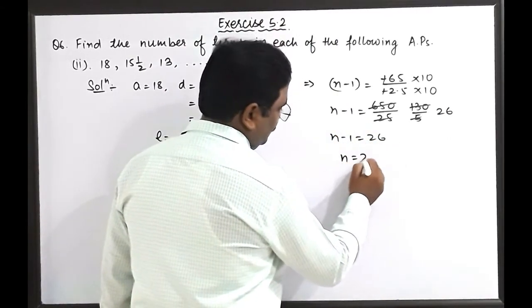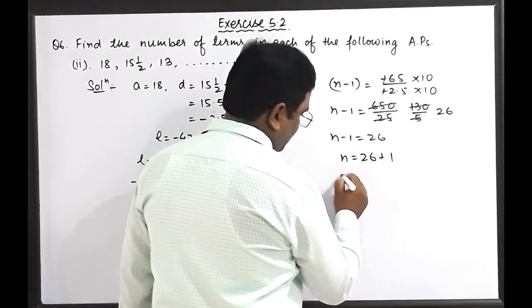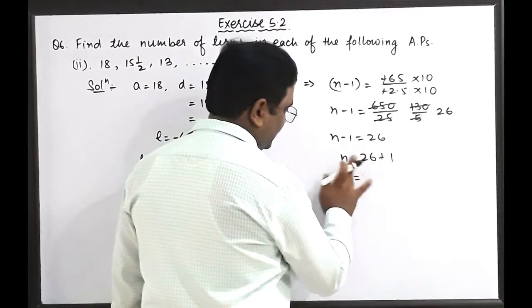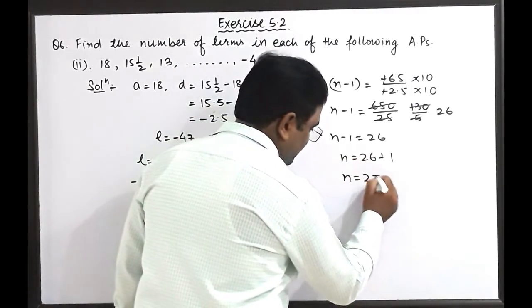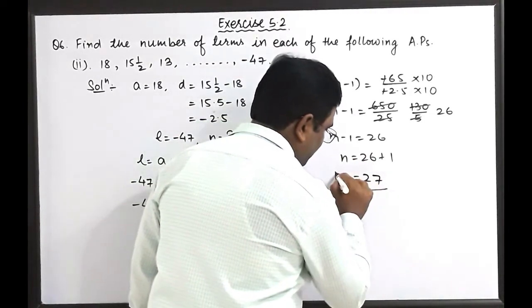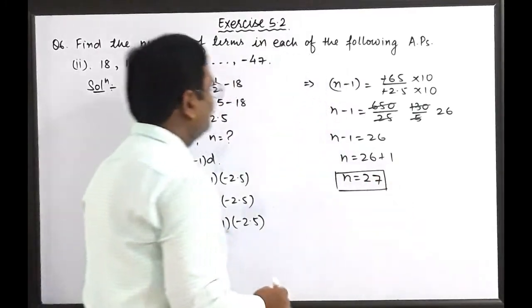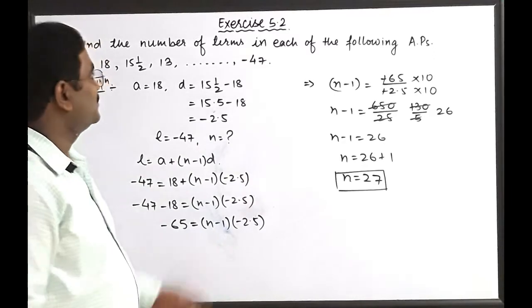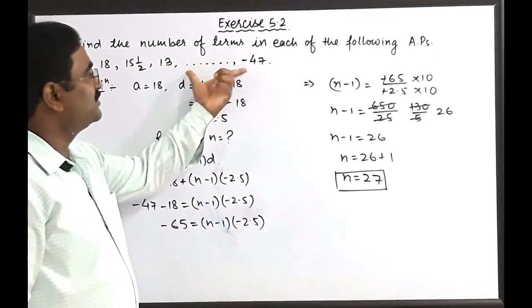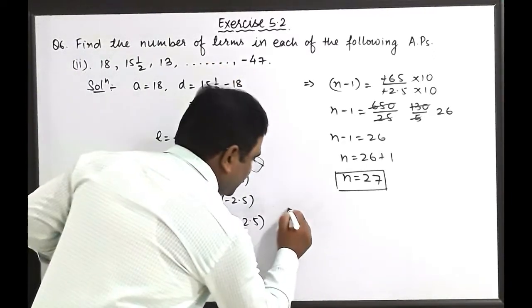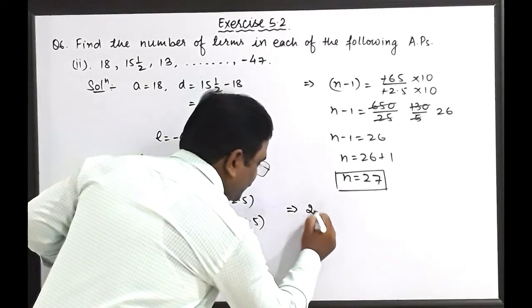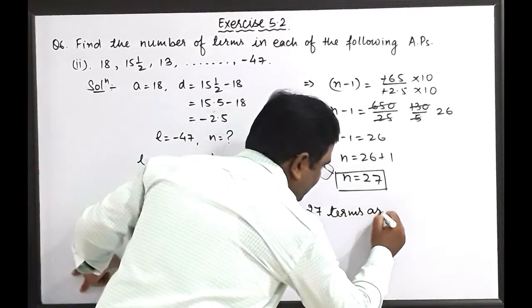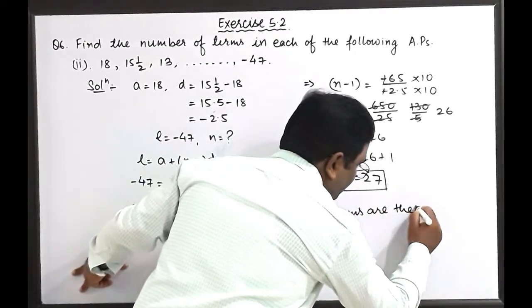So n is equal to 26 plus 1, that is 27. It means in this arithmetic progression there are a total of 27 terms. So 27 terms are there in the AP.